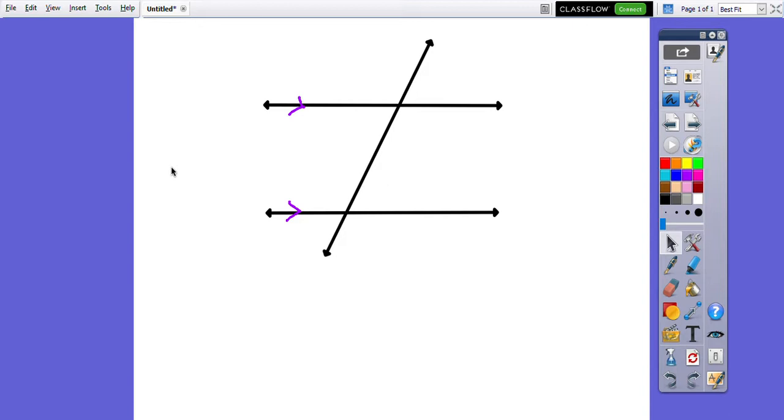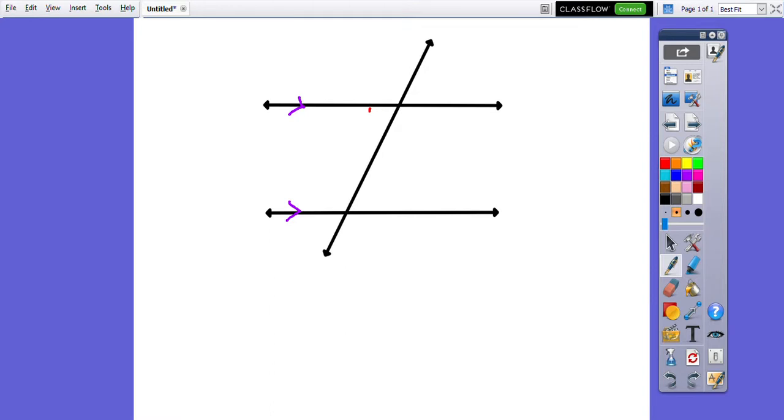Hi, I want to show a little proof here that I'm not going to tell you what I'm going to prove to start with, but we're going to get there. So we've got a pair of parallel lines, and first of all, let me switch over to my pen here.